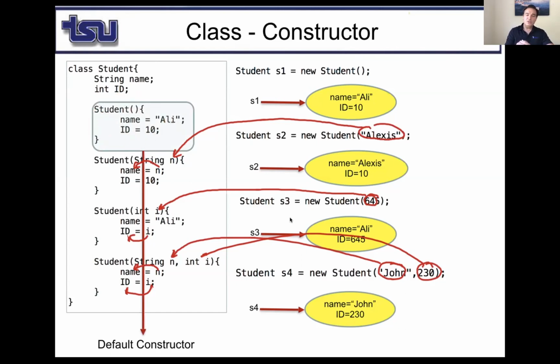Again, this one is the default constructor. Why? Because there are no input arguments. Pay attention, I don't have any return values here, not even void. Constructors have the same name, student, student, student. They may have different parameters because we have different ways to initialize objects, and they don't have any return types.